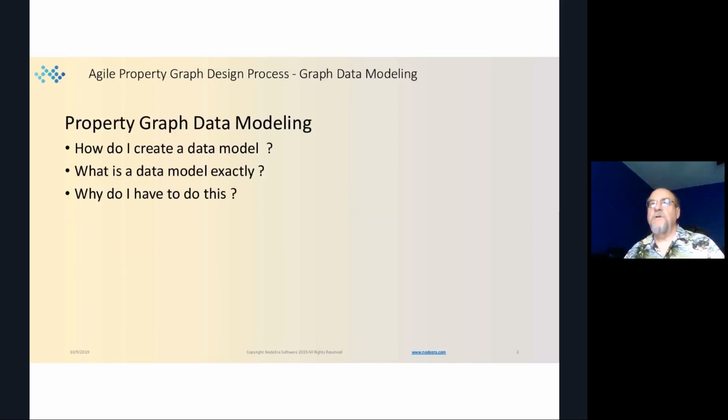So we're here to talk about property graph data modeling. What I'm going to be focusing more on is the process and not necessarily what's a good property graph versus a not so good one. But I'm going to be going through more, how do I create a data model? What's the process? What is exactly a data model? And of course, the big question, and you get this from developers, why do I even need to do this? So hopefully we'll address all these, and maybe I can make some converts.